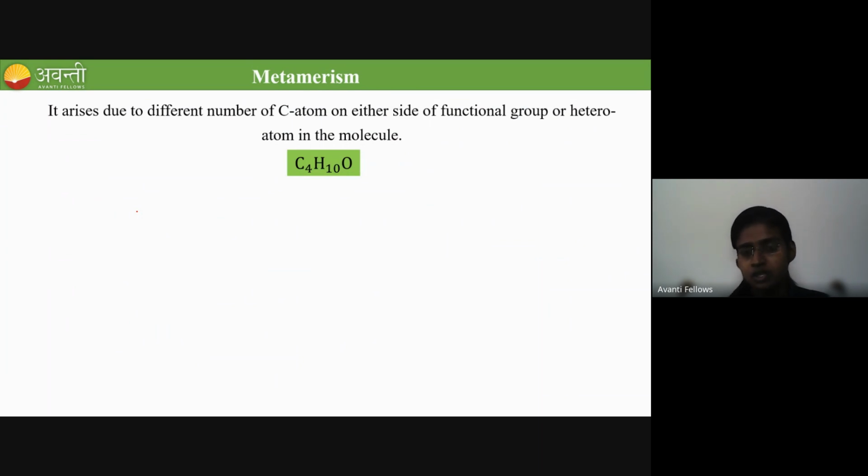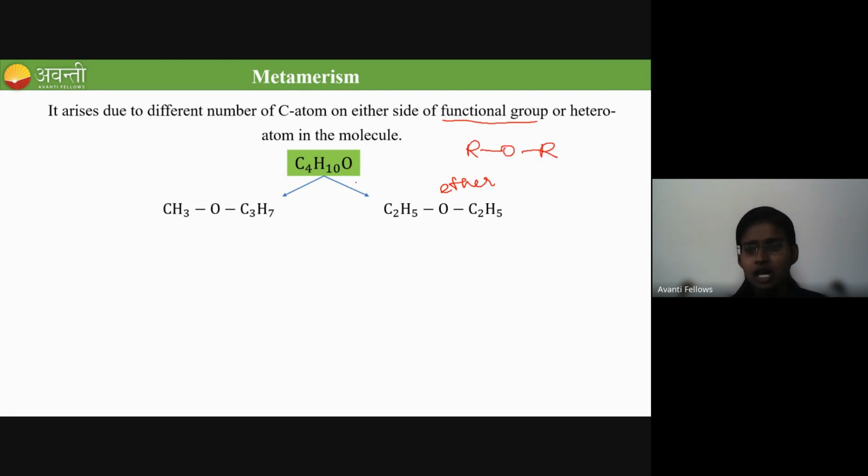C4H10O is an example. Here is the first structure and here is the second structure for this formula C4H10O. If you look at this formula, the functional group present in both the compounds is ether. Ether is ROR, or ROR dash, it can be anything. Both the compounds have the same functional group, but the alkyl groups, the R groups attached to this functional group, are differing.